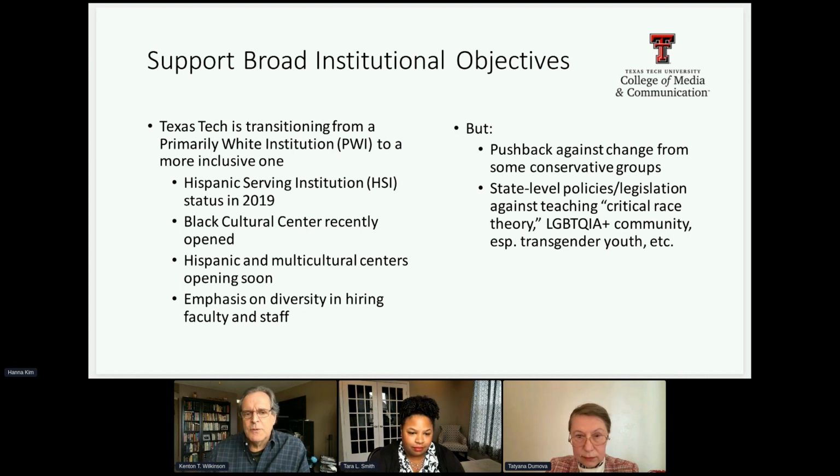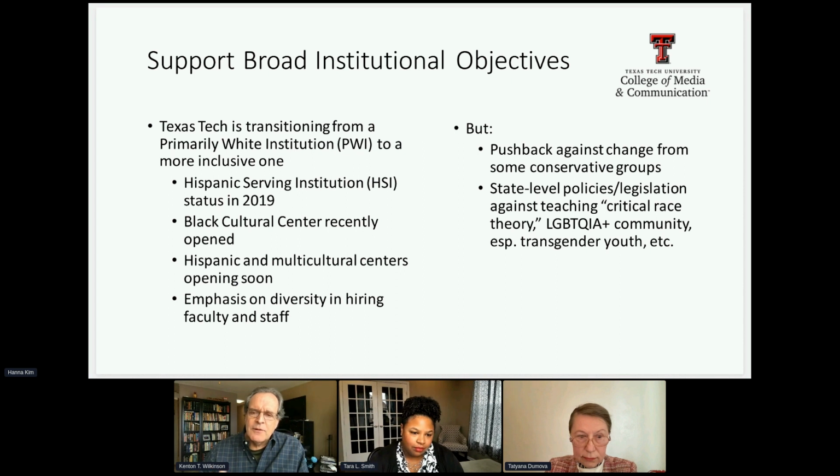So I've got a few points there of our steps in this transition to being more inclusive, gaining Hispanic serving institution status in 2019. Recently, a Black Cultural Center opened on campus, right in the center of campus and very visible. We have Hispanic and multicultural centers that are going to be opening soon once we get some renovations done to a building. And certainly, as probably all of the institutions that are represented, not just by the speakers, but by the attendees, also more emphasis on diversity in hiring faculty and staff.